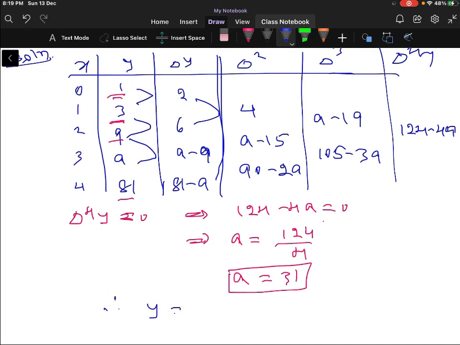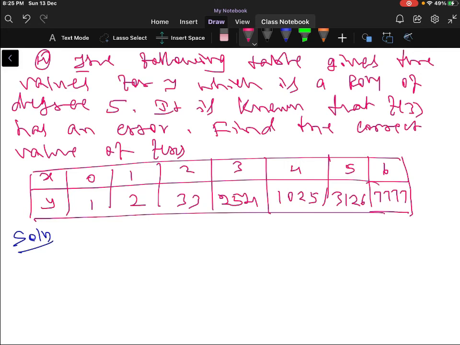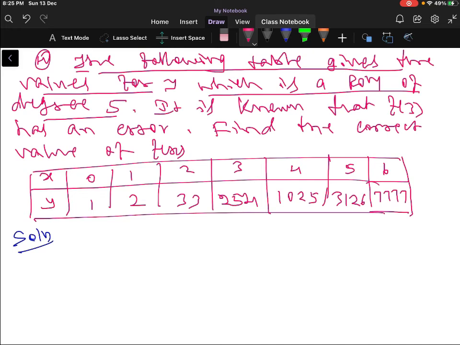Therefore, y is equal to 31 at x is equal to 3. Now let us consider the next problem. The following table gives the values for y, which is a polynomial of degree 5. It is known that f of 3 has an error. Find the correct value of f of x. You have to find the correct value of f of x at x is equal to 3.